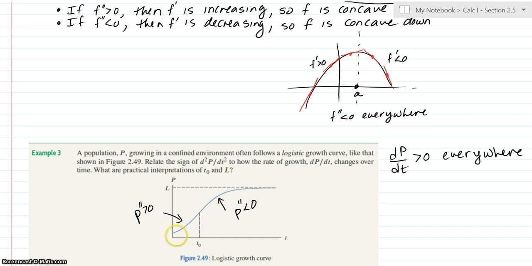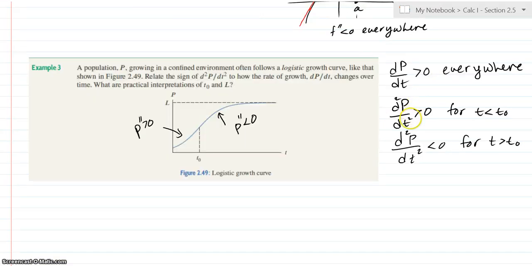slows down. So in the beginning, it looks like the population is like an exponential growth. It's rapidly growing. But then there's a time that it can start slowing down. Looks like a decay, doesn't it? So again, the second derivative is positive for t smaller than t0, and the second derivative is negative for t larger than t0. So what is going on right at t0 there? It looks like where it changes from concave up to concave down.